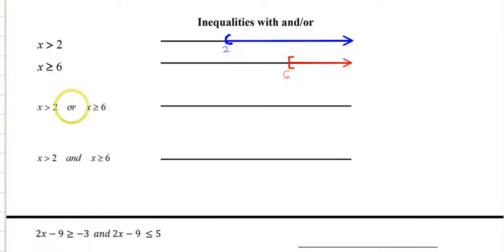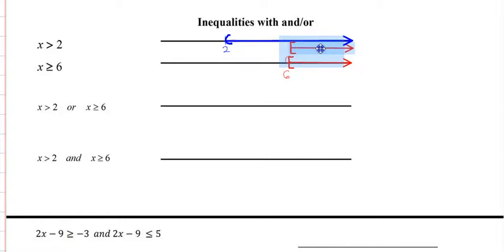So now what we have is or and and. And with or, what we're looking for is any real number that is within this region or this region. We don't care where, it just has to be here or here. So you could have the number 3, that's in that region. The number 8, it's in this one, and it's also in that one. So it's either or.